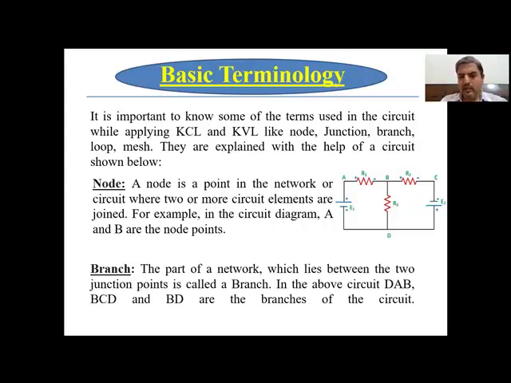Now coming to the branch. A branch is the part of the network which lies between two junction nodes of the circuit, like AB. AB is the branch of the circuit where resistor R1 lies. BC is the branch where R2 lies, and BD is another branch where resistor R3 lies. And DA and CD are also other branches of the network.